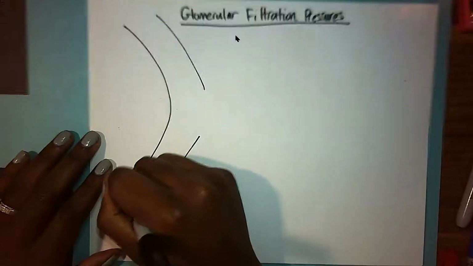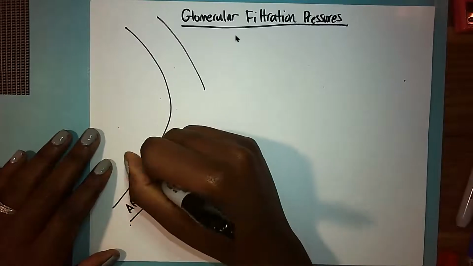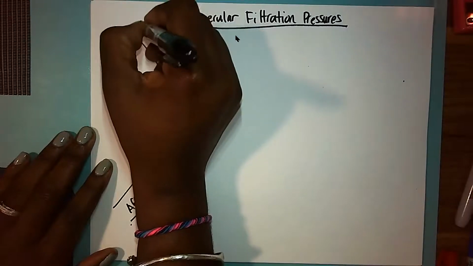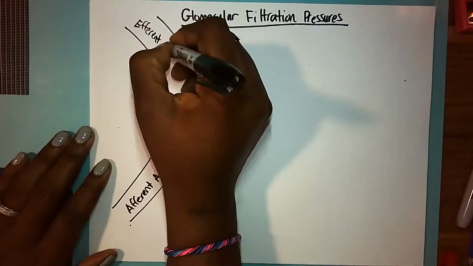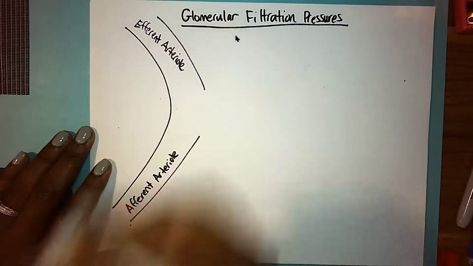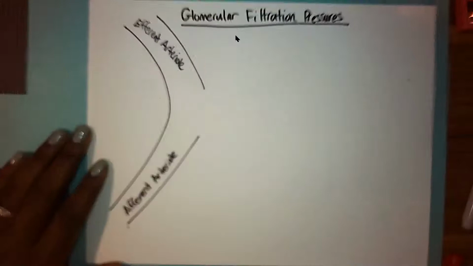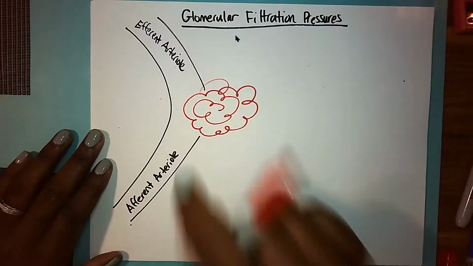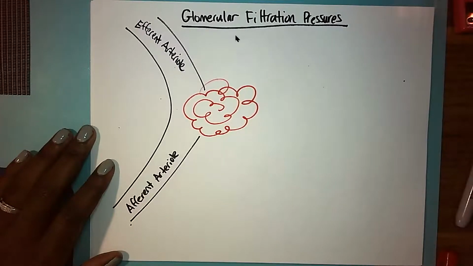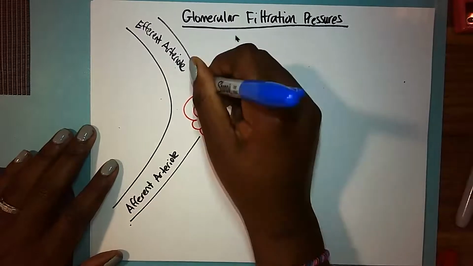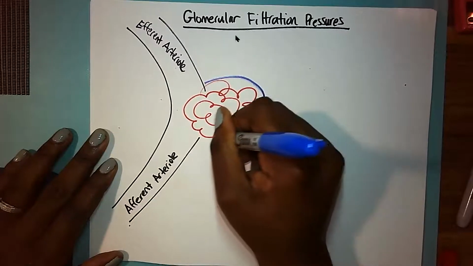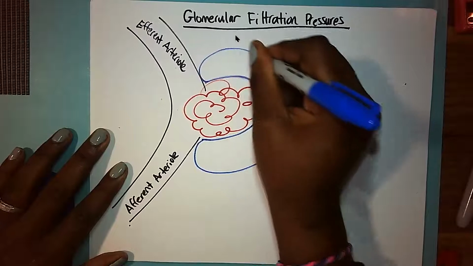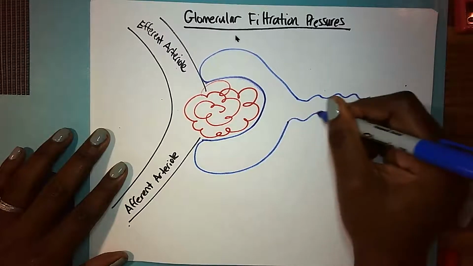So here's our afferent arteriole. Here's our efferent arteriole. Okay. Here's our glomerulus, this ball of capillaries, which is basically a modification of these arterioles. And then here is our Bowman's capsule. So here's our visceral layer, our parietal layer, and then we've got the remaining tubular structures.